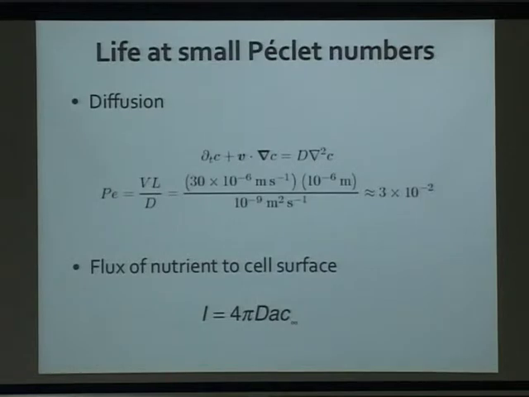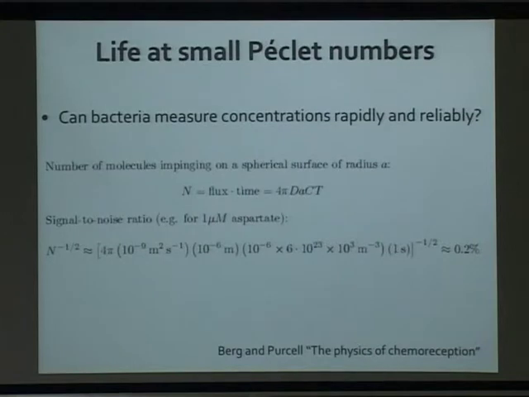So first question, can they measure reliably? We will go with a very simple estimate, actually. For those who wish to have a thorough reading, there is this beautiful paper, 1977, by Berg and Purcell, whose name is Physics of Chemoreception. That's a classic, very easy and enjoyable reading. And I'm just taking some excerpts from that paper to give you an idea of back-of-the-envelope estimates for how bacteria can effectively sense their environment.